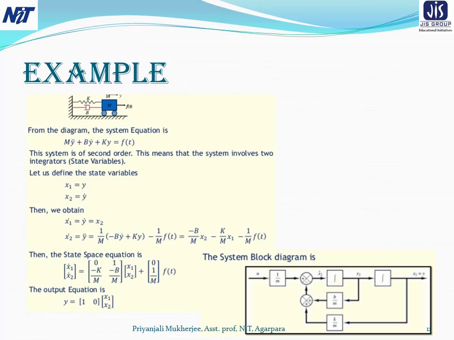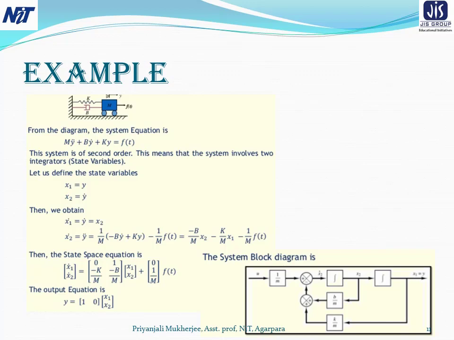Actually, if A is an n by n matrix, then B should be an n by 1 matrix, C will be a 1 by n matrix, and D will be a constant, and u is the scalar or the control variable. Here x1 dot is equal to only x2, so the coefficient of the x1 term will be 0 and the x2 term will be 1. The input here is f(t), because we are applying the force over here, and due to this force the displacement is happening. That's why y is the output and f(t) is the input.